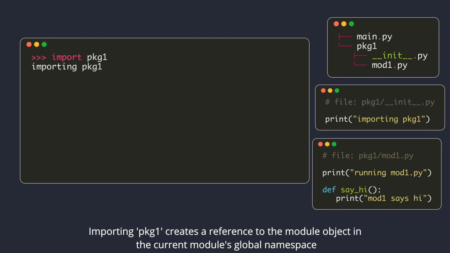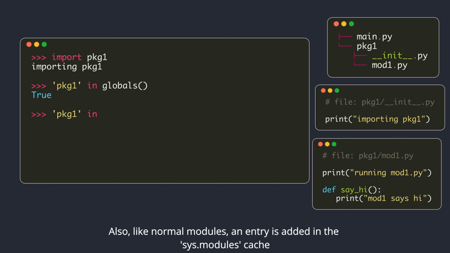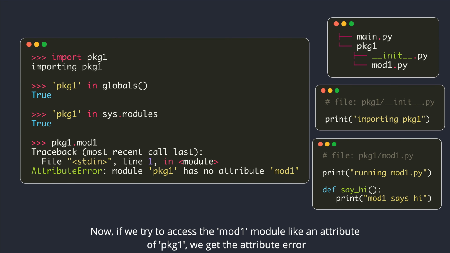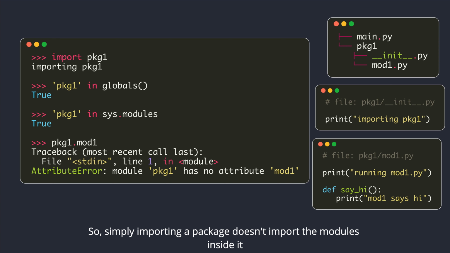Importing package1 creates a reference to the module object in the current module's global namespace. Also, like normal modules, an entry is added in the sys.modules cache. Now, if we try to access the mod1 module like an attribute of package1, we get the attribute error. So, simply importing a package doesn't import the modules inside it.